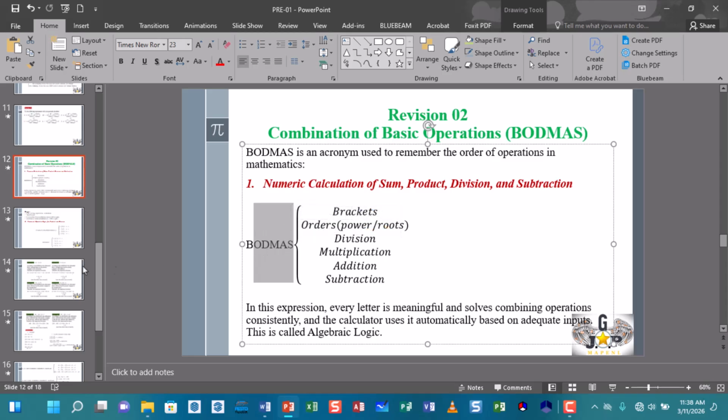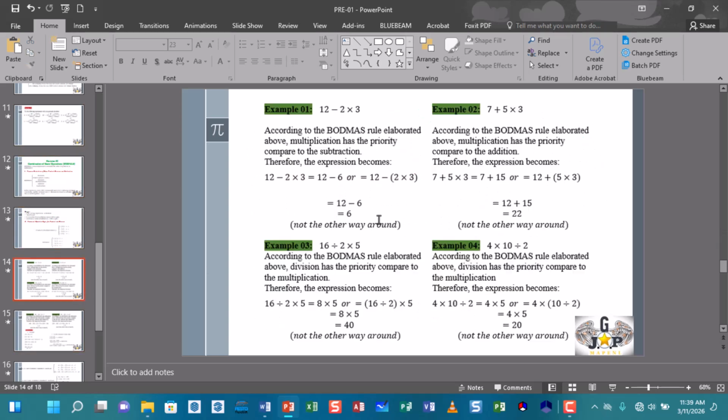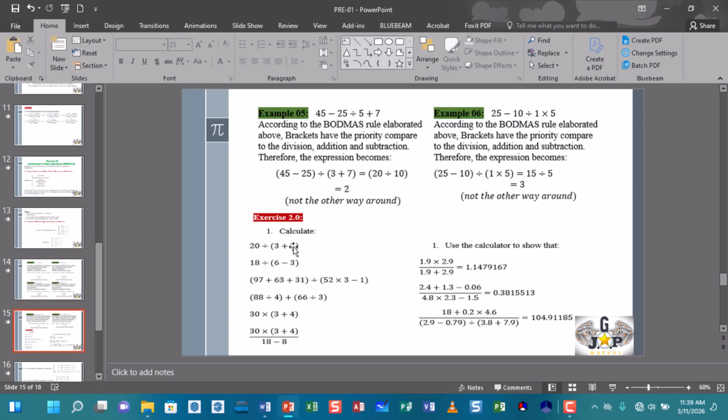Each and every time you have an operation, if I scroll down here, let's say something like this exercise: you have 20 divided by the bracket 3 plus 2. You can see that there is a bracket closing the 3 plus the 2. So you cannot say, okay, let's remove the bracket and start with 20 divided by 3. It's not going to work. You'll be wrong.